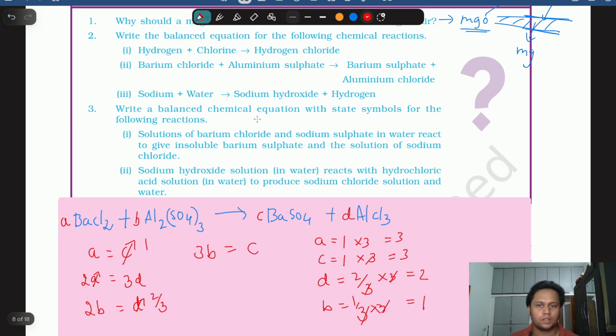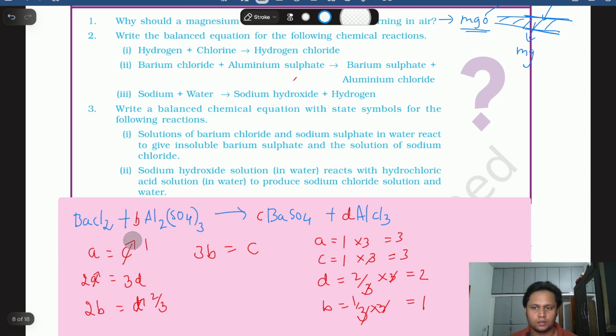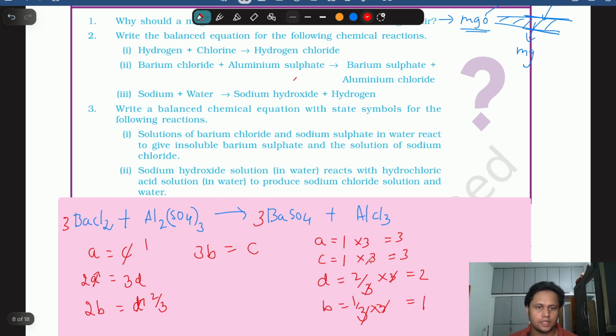And we just need to replace the values. What is A? A is 3, right? What is B? B is 1. Okay. C, 3 again. What is D? 2. So this is a balanced chemical equation. So this is a very easy way. This is how you have to tackle such kinds of problems.